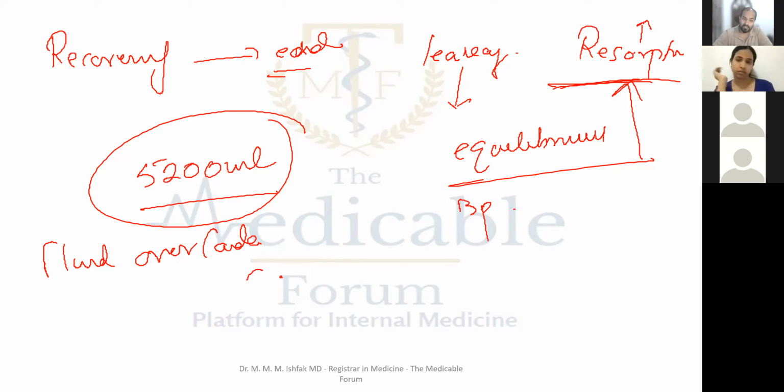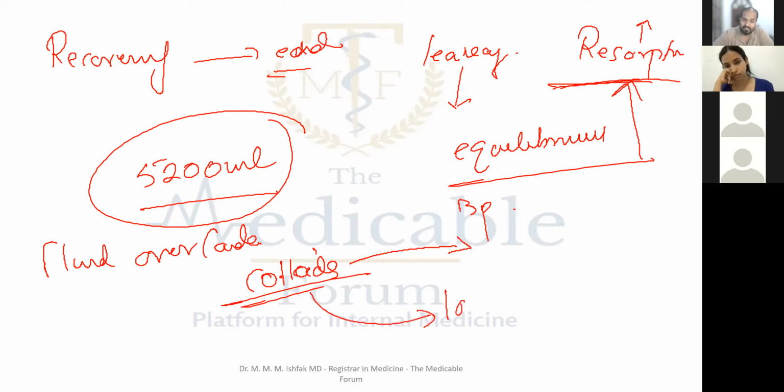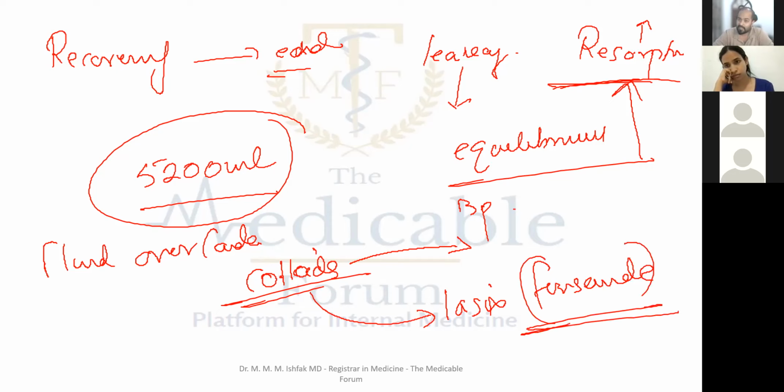So now the option is colloids, but there's a problem. Colloids will worsen pulmonary edema. Colloids will worsen the fluid overload. Why? It will reabsorb more and more fluids. So what do you do? While you give dextran, you give Lasix. You give furosemide. This is not in the guideline, but this is how you manage in a practical setup. So the patient is fluid overloaded. You have to give colloids. When you give colloids, what happens?